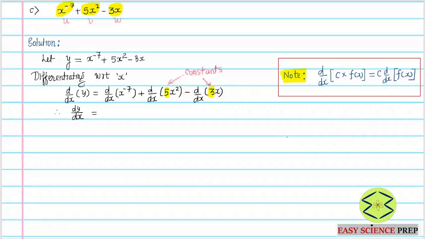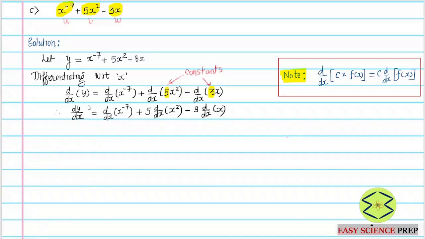So the same method I am going to use here. There is no issue with x raised to minus 7, it is as it is. But here I will take 5 outside because 5 is constant: 5 d by dx of x square. And here 3 is constant, I can take 3 outside: 3 d by dx of x.